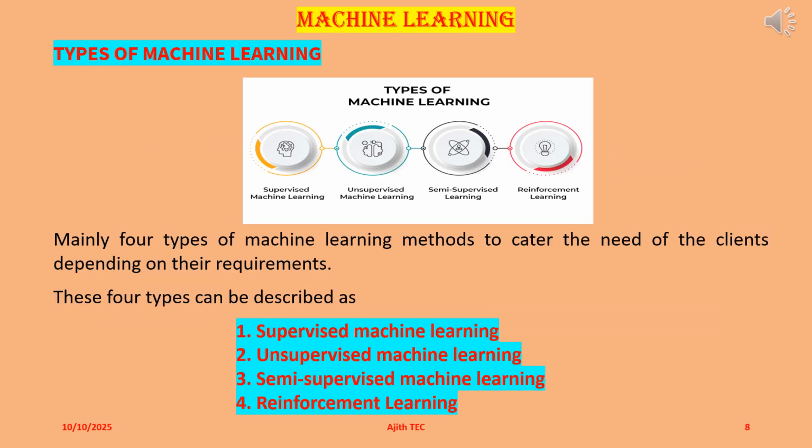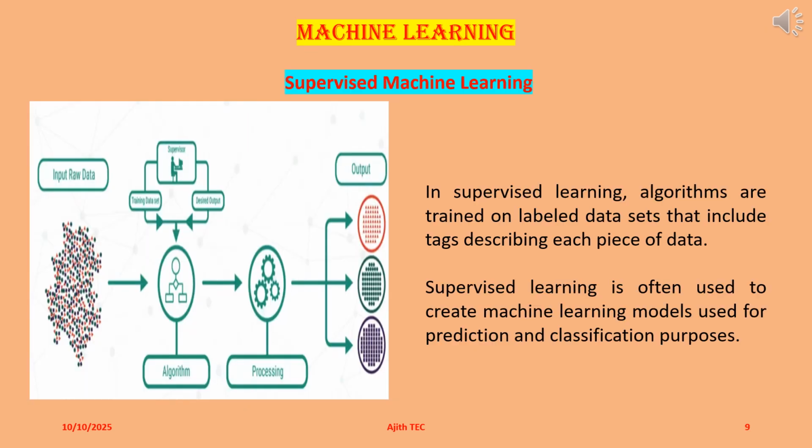Types of machine learning. There are mainly 4 types of machine learning methods to cater to the needs of clients depending on their requirements. These 4 types can be described as: 1. Supervised machine learning. 2. Unsupervised machine learning. 3. Semi-supervised machine learning. 4. Reinforcement learning. Supervised machine learning. In supervised learning, algorithms are trained on labeled datasets that include tags describing each piece of data. Supervised learning is often used to create machine learning models used for prediction and classification purposes.